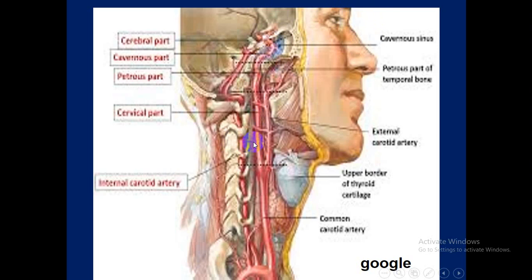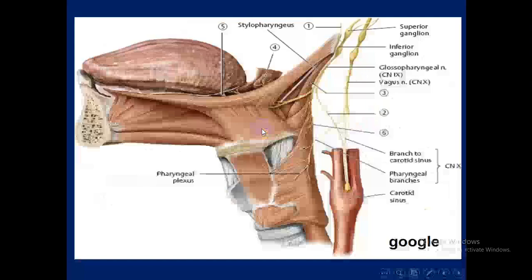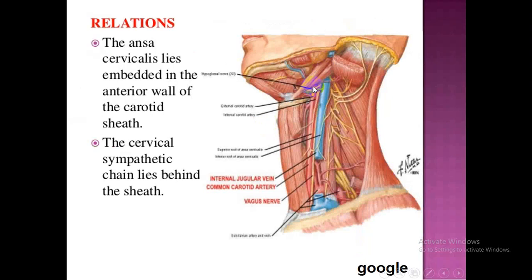Now, what is the relation of the internal carotid artery? Anterolaterally, below the digastric muscle. If you notice this picture, below the digastric, this is the internal carotid artery. Below the digastric it is related, as we said for the external, to the skin and fascia, and also the anterior border of the sternocleidomastoid muscle, and also the hypoglossal nerve.